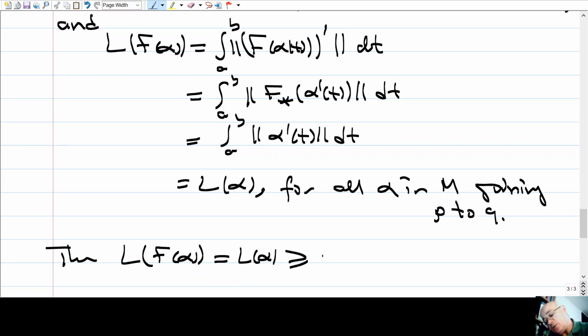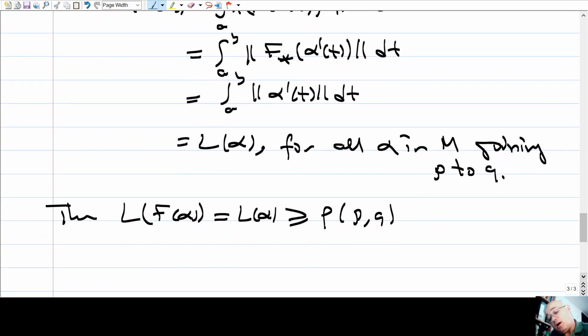Well, then of course this number, whatever it is, is larger than rho PQ. Why is that? Because this is just one curve alpha joining P to Q, and rho is the minimum of all these numbers. So this number is inside the set over which we take the infimum. Therefore, this is larger than or equal to this one.